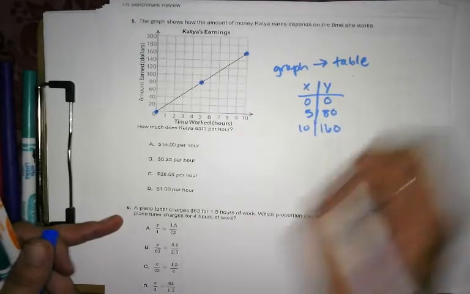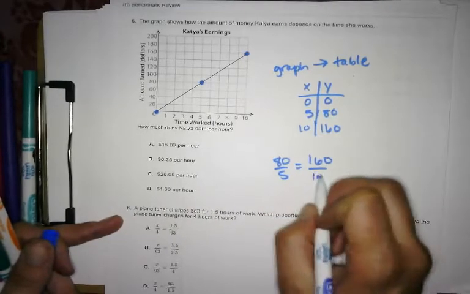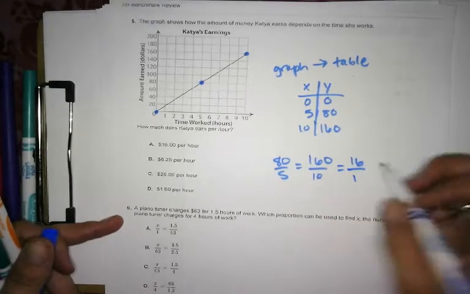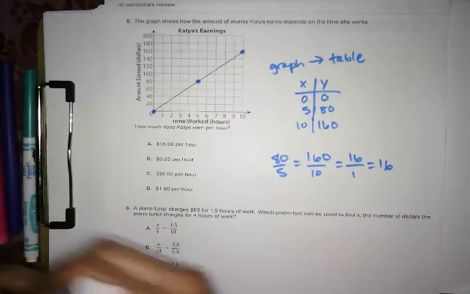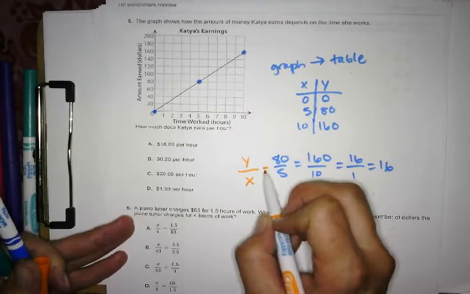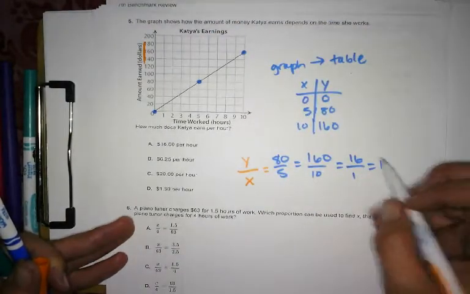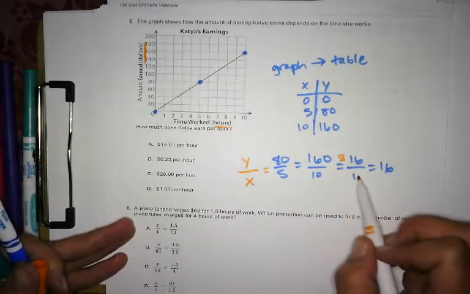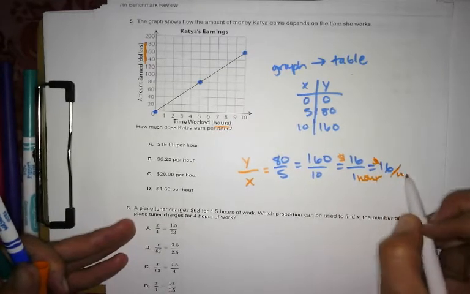So if I set up all these ratios, 80 over 5 is the same as 160 over 10. So hopefully you can tell that all this reduces down to 16 over 1, or just 16. And if we're talking about y's on top and x's on the bottom, y's are dollars. So that means you're talking about $16. And x's are hours. So you're talking about every 1 hour. So this is $16 an hour.